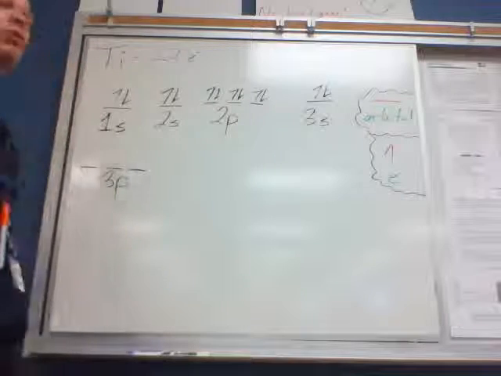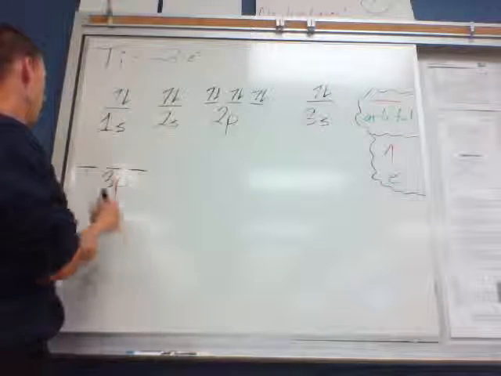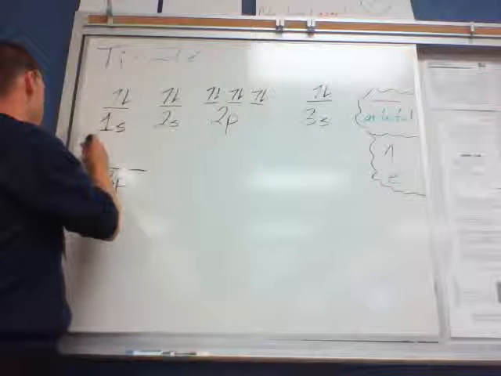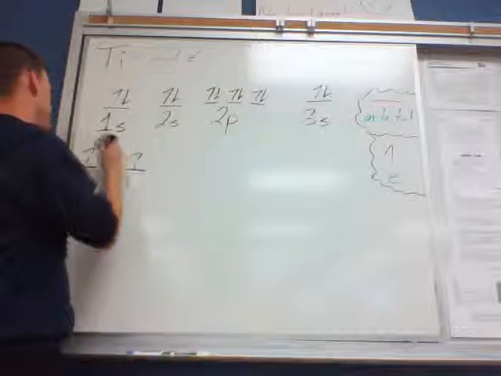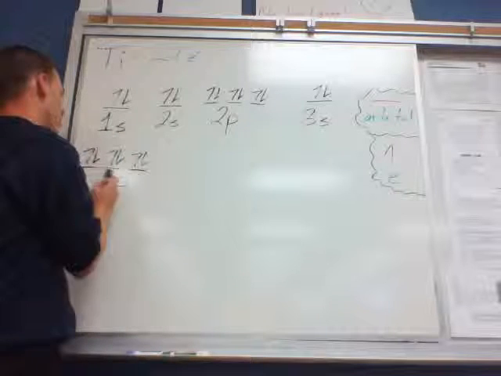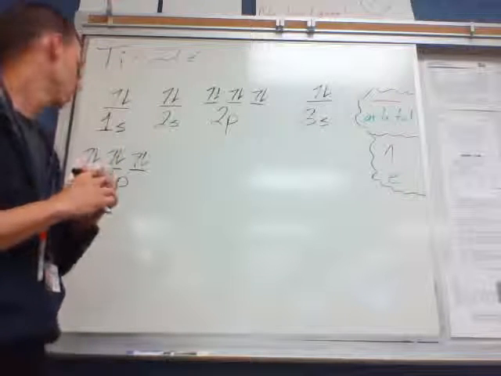All right, now keep count of your arrows. 2, 4, 6, 8, 10, 12. All right, not there yet. Up, up, up. 13, 14, 15. Down, down, down. 16, 17, 18. Still not there.